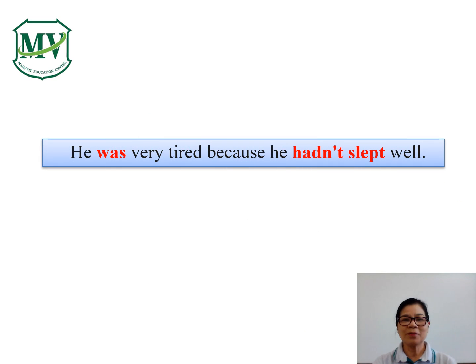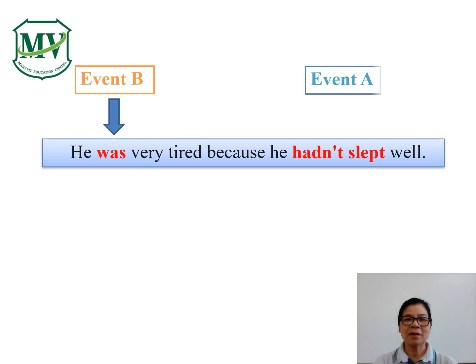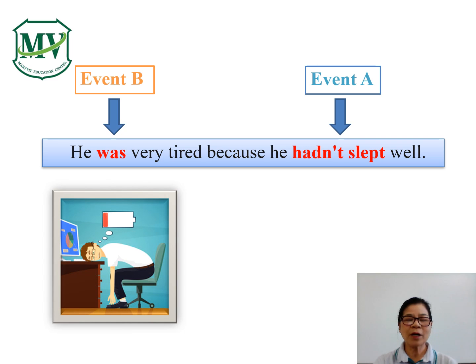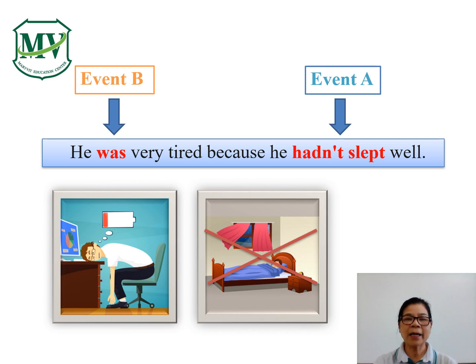Another example, he was very tired because he hadn't slept well. This sentence starts with event B, he was very tired. We use the past simple tense. Event A is because he hadn't slept well. We use the past perfect tense in negative form. He was very tired because he hadn't slept well.